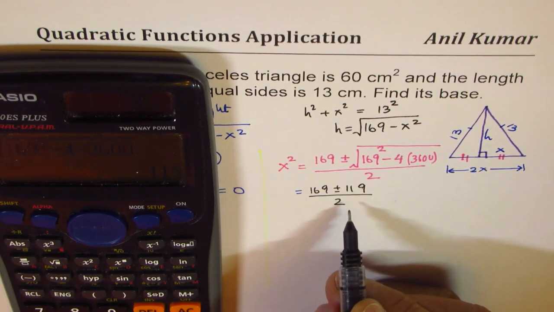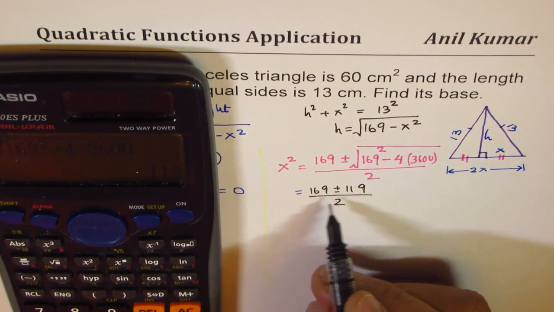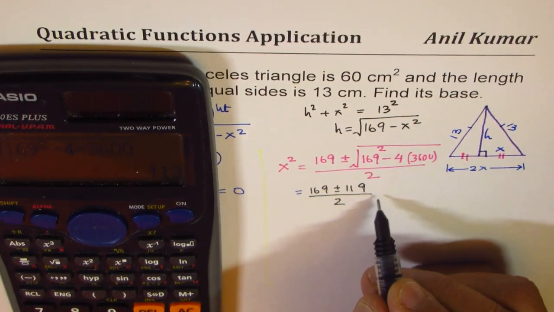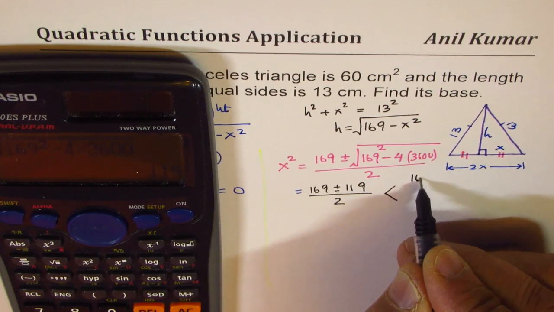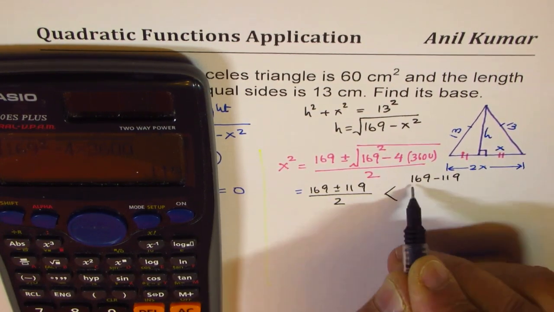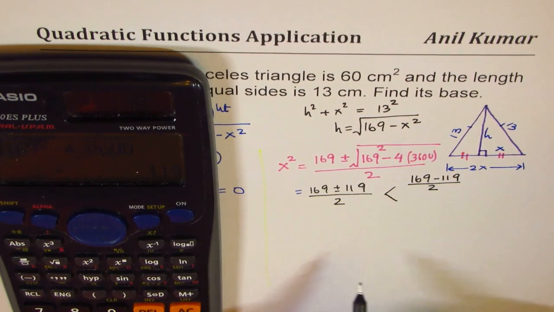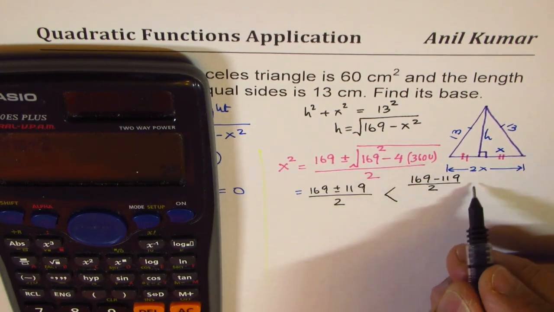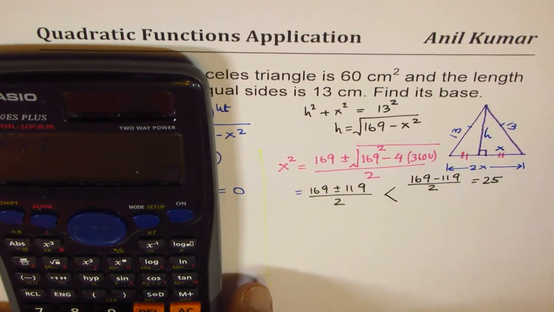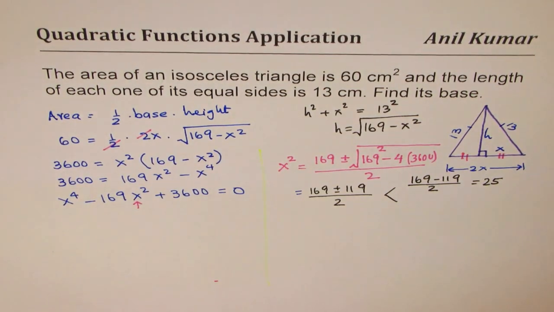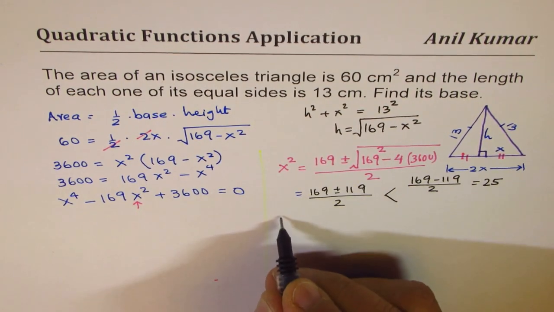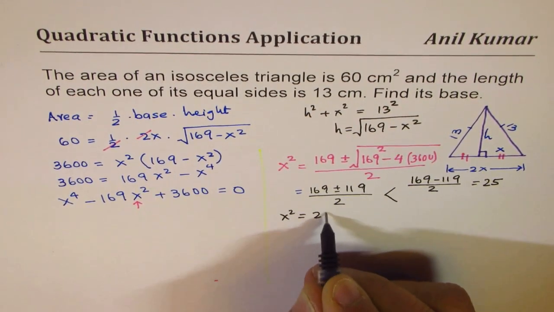So that gives you two values. Well, both could be valid, but you know this is 13. Okay, so we need a smaller value. So we will actually go in for 169 minus 119 over 2. So we get 169 minus 119 and then divided by 2 to give us the value as 25, right? So we found that x squared is 25.